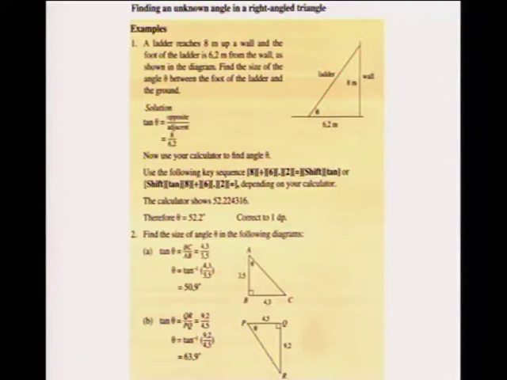How do we find an unknown angle in a right angle triangle? In this case, we can use tan theta, so the opposite over adjacent, so 8 divided by 6,2. And please make sure you know how your calculator works, so that you can find the correct answer. The calculator shows that number. We round it off to 1 decimal place, so theta will be 52,2 degrees. Right, there are some more examples.